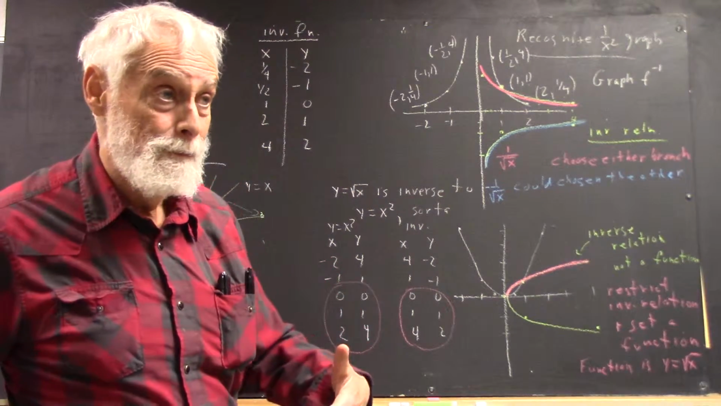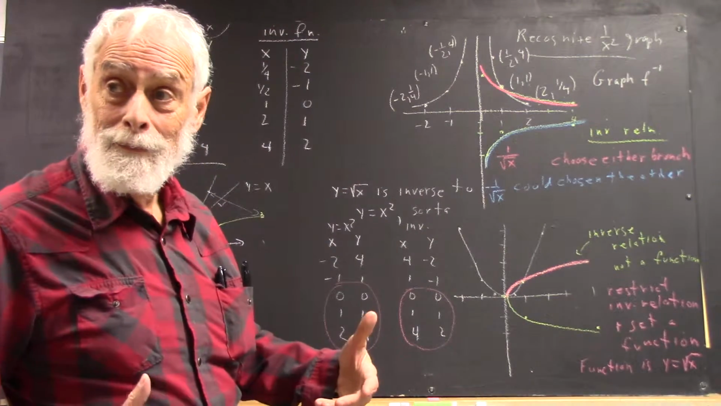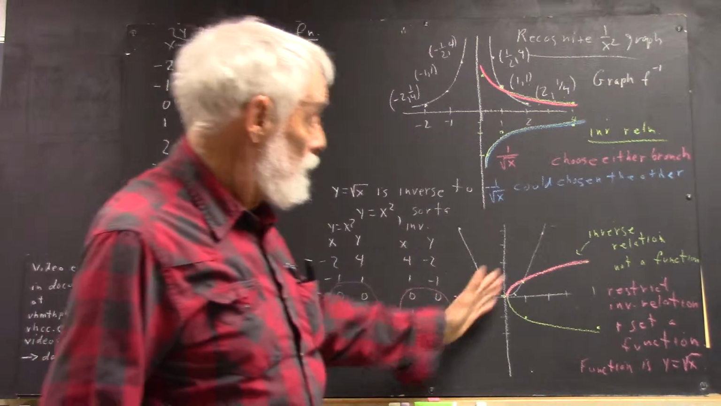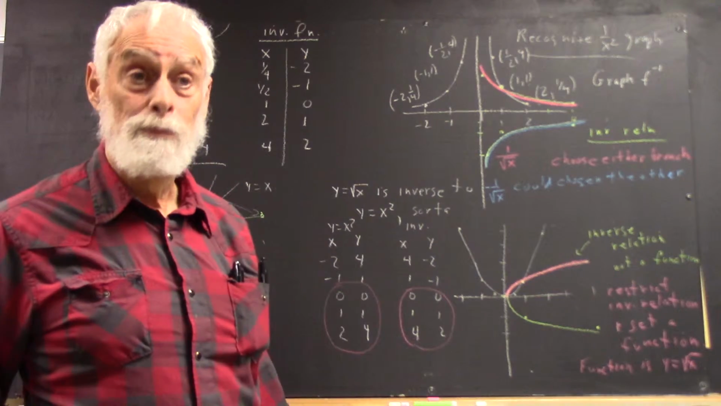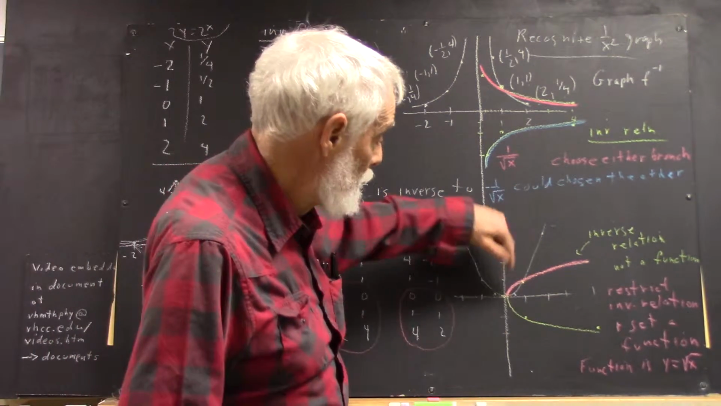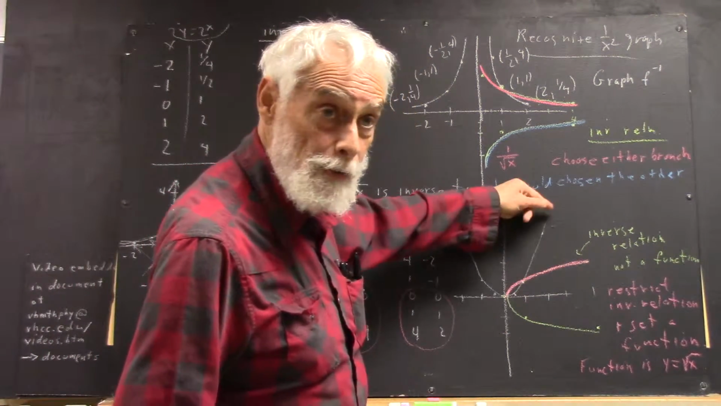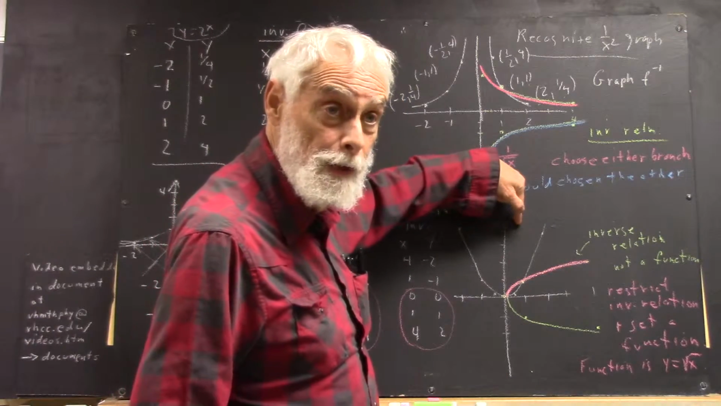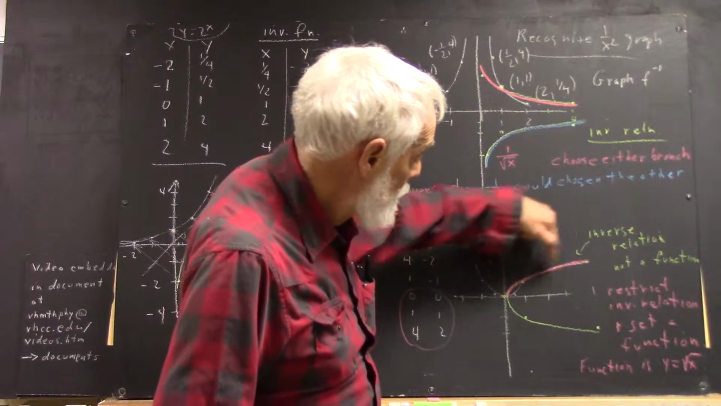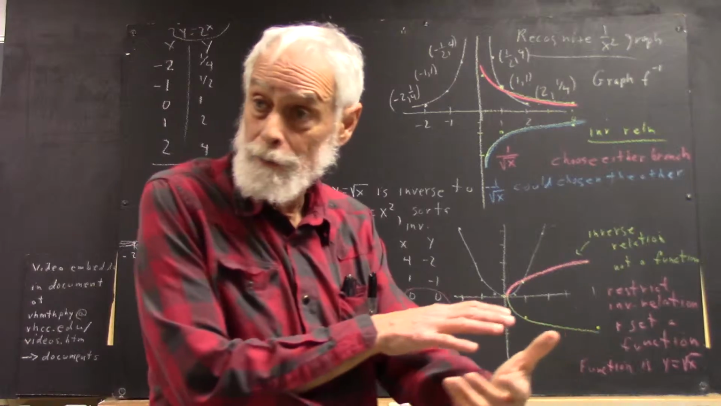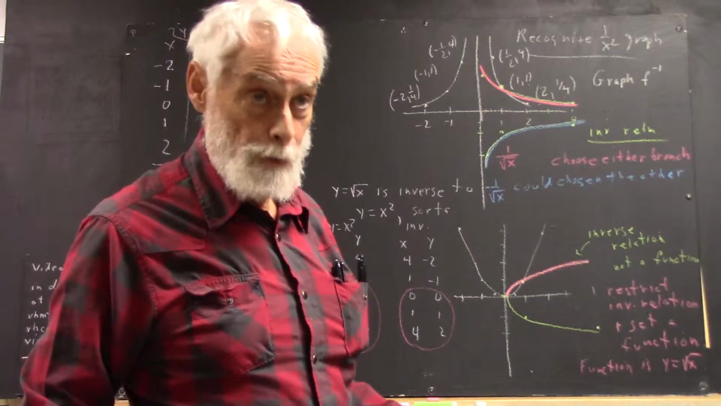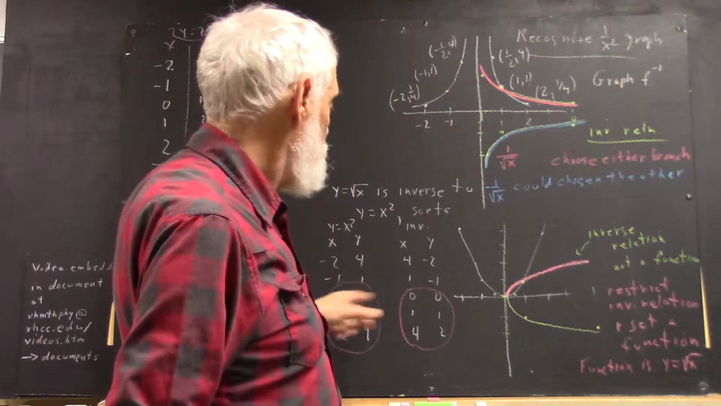Okay? And that means, in a case like this at least, choose a branch. That is, where this thing is one-to-one, so that would correspond to this branch of the function where both x and y are positive, right? And here's the branch of the inverse relation where they're both positive. Okay? So that's what we mean by one-to-one.